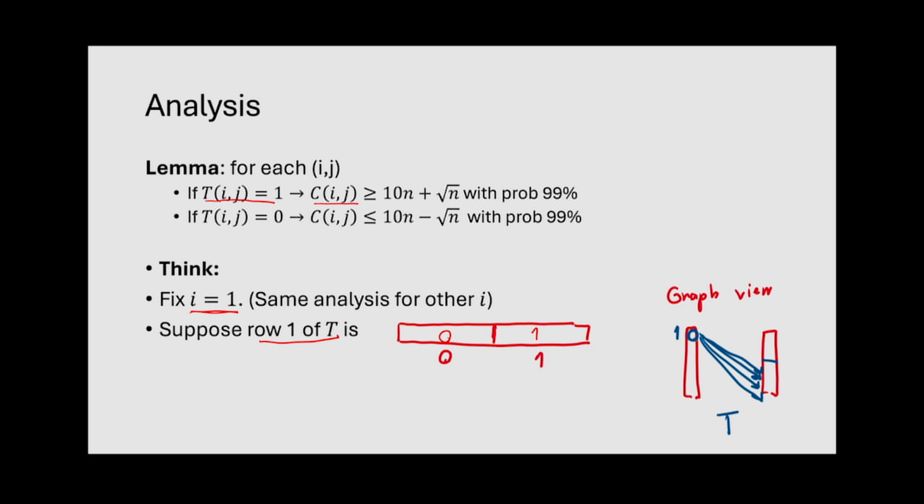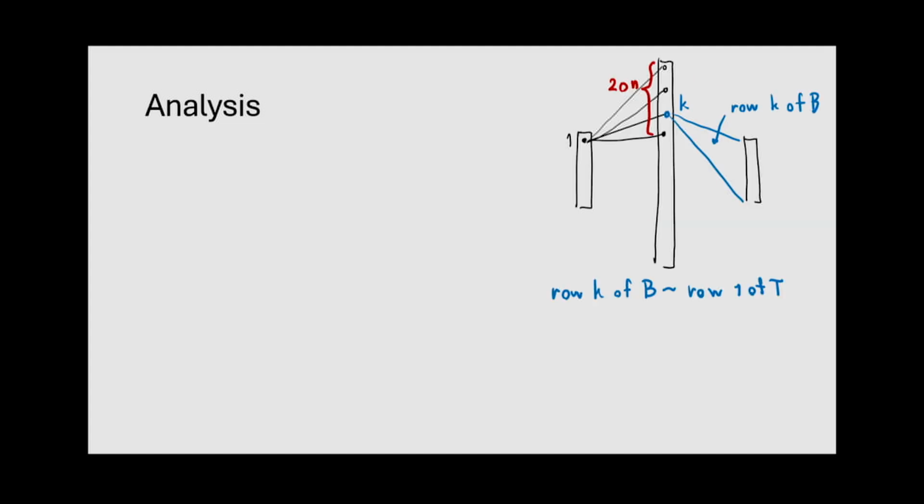In the graph view, it means that if this is the first node in T, it only has neighbors here. Right. And what we want to show is that, in GT, the two-layer graph, the max flow value from this guy to the second half here should be big. And the max flow value to the first half here should be small. Right? Okay, let's analyze this. Focus on the first node here.